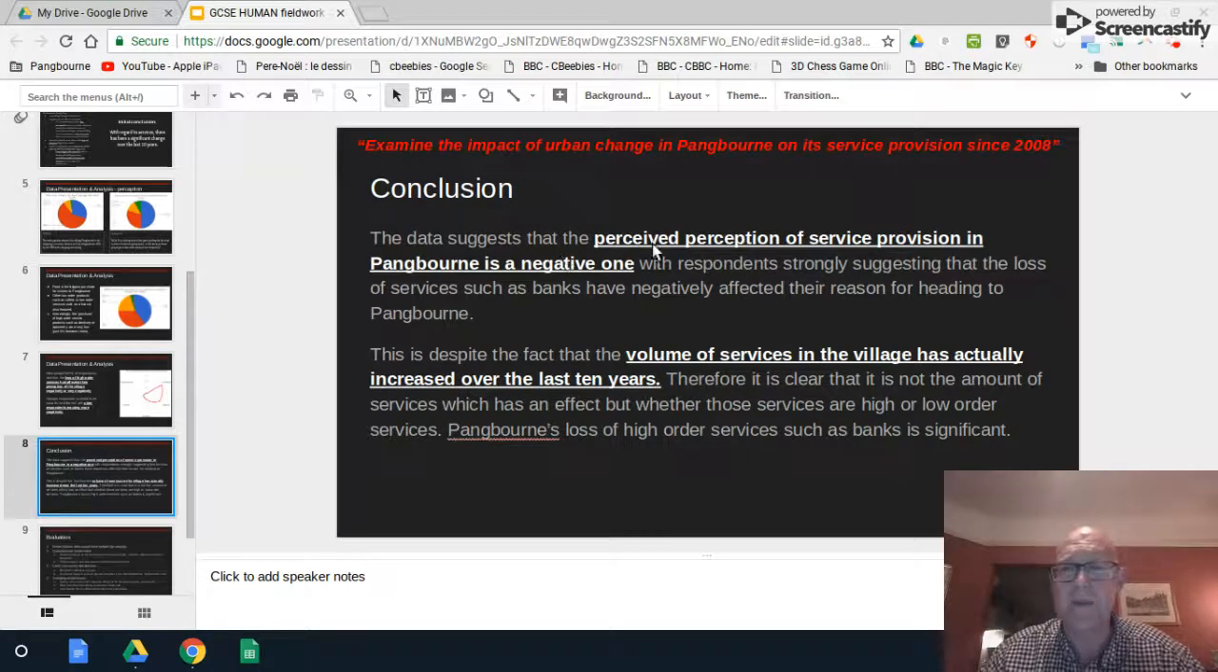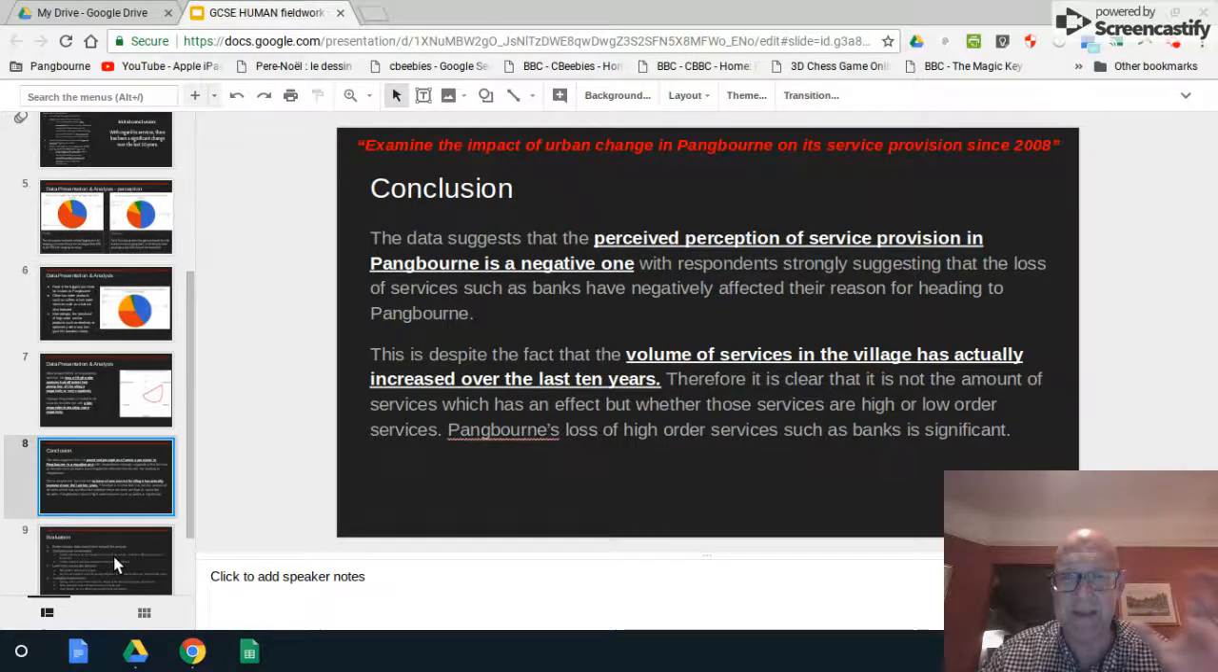Conclusion. The perceived perception of service provision in Pangbourne is a negative one. Okay, remember that the original title, Examine the Impact of Urban Change on its Service Provision since 2008, in particular looking at perception. This is despite the fact that the volume of services in the village has actually increased over the last 10 years. Therefore, it's clear that it's not the amount of services which has an effect, but it's the order of those services which affects people's perception.